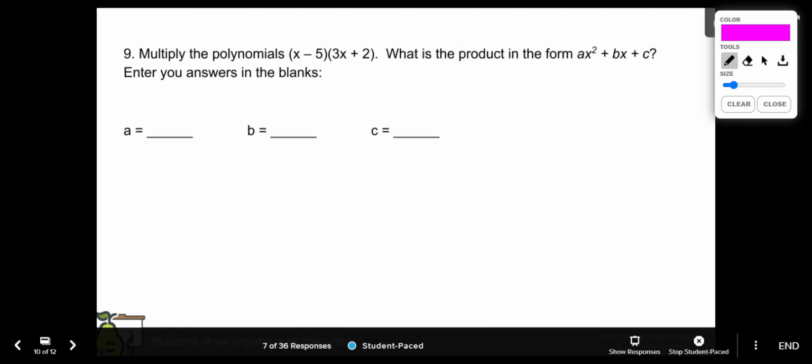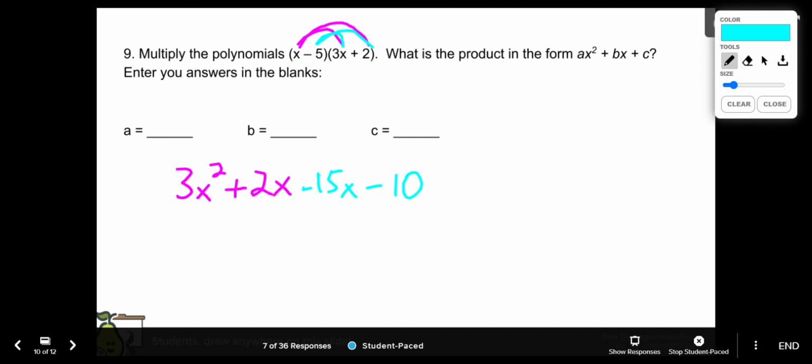Okay, so multiply the polynomials. So when I multiply, I'm going to have x times 3x. That gives me 3x squared. X times 2 plus 2x. Negative 5 times 3x is going to be minus 15x. Negative 5 times positive 2 is minus 10. Combine our like terms. These are our only like terms. So I have 3x squared minus 13x, because 2 and a negative 15 makes negative 13, minus 10.